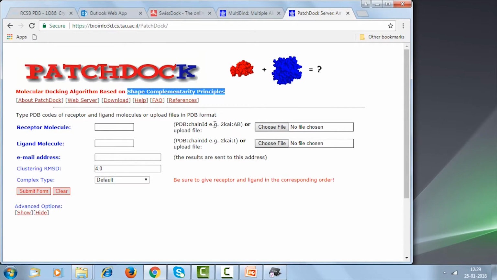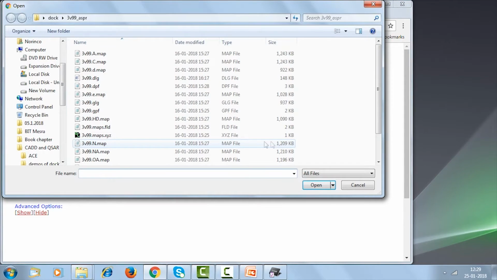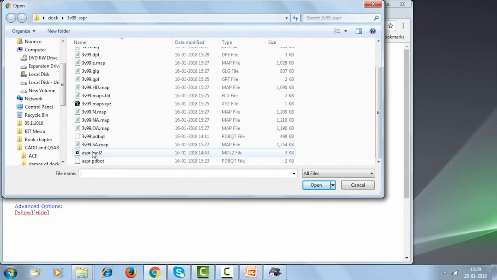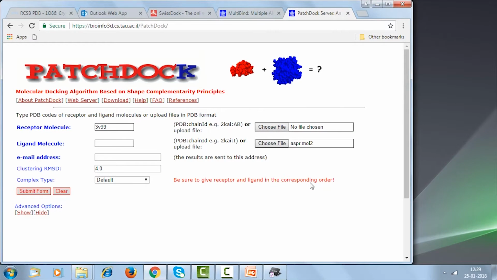So we can give a PDB chain ID example here or upload a file. So we can say 3B99, and then here the ligand molecule. We can give our aspirin, as you all know. An aspirin mol2 file is accepted here. Then I give my email ID. Choose complex type, default enzyme, submit form. So that's how it is done.